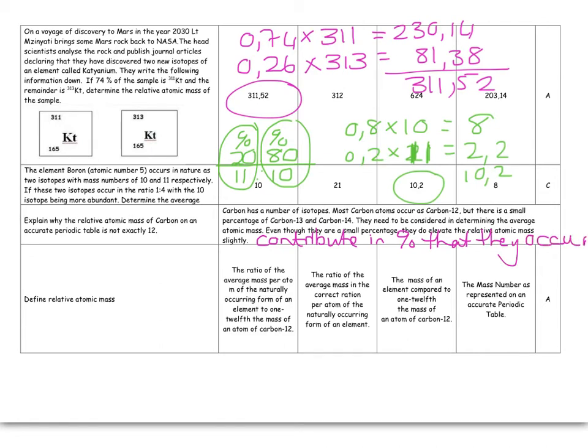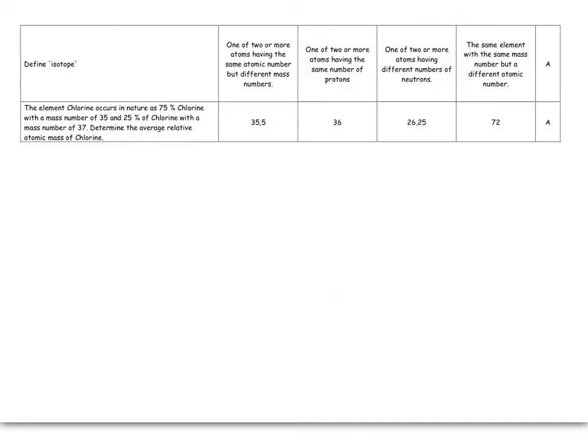Defining relative atomic mass, this is just a definition, and you need to put this into your list of definitions. It is the ratio of the average mass per atom of the naturally occurring form of an element to 1/12 of the mass of carbon. I can make this 3 marks. It's an average mass of atoms naturally occurring when compared to 1/12 the mass of carbon. All the others are short, or they've got something extra which isn't true in it. So your correct answer is going to be A.